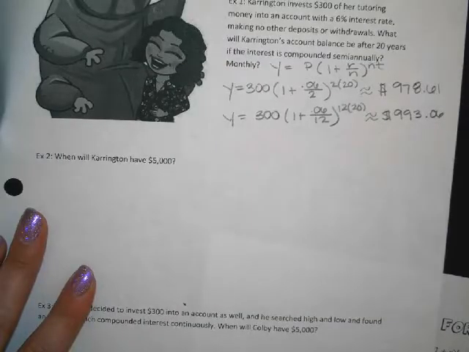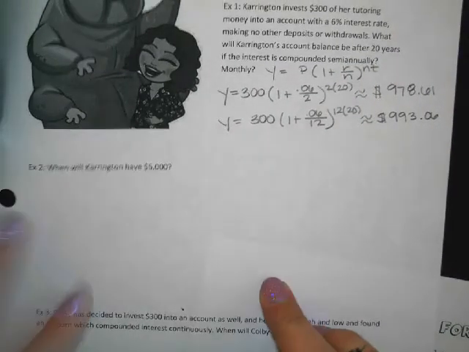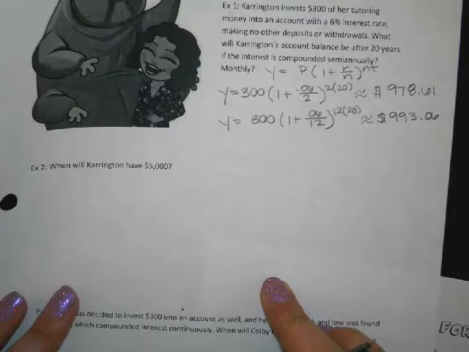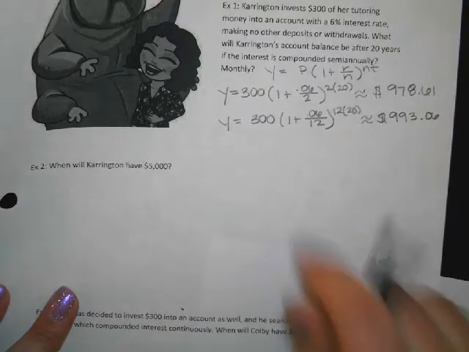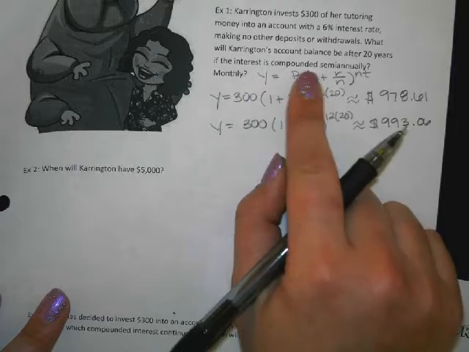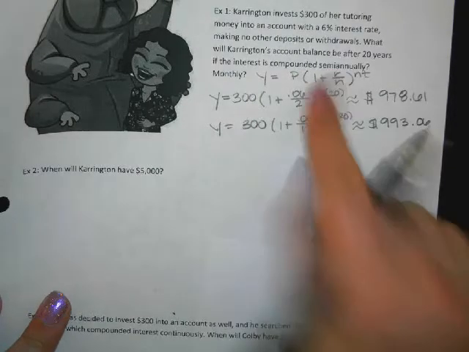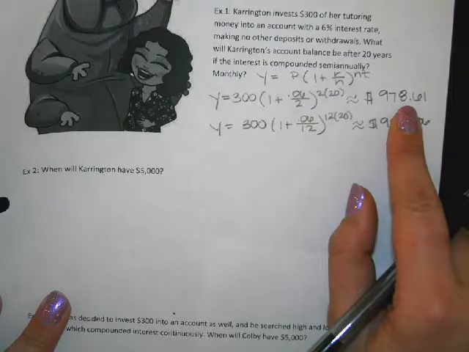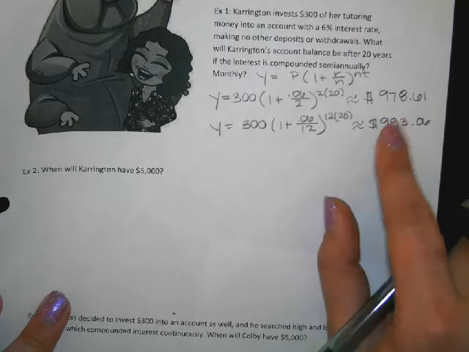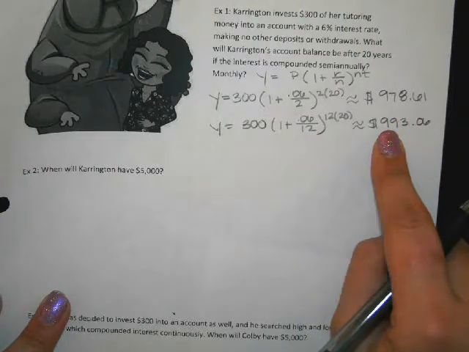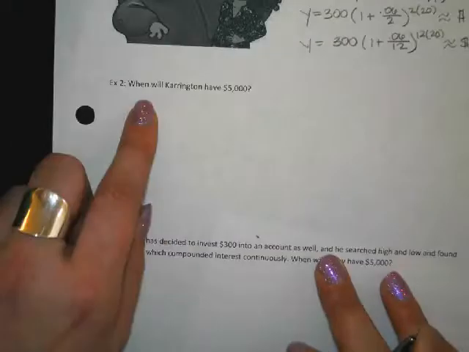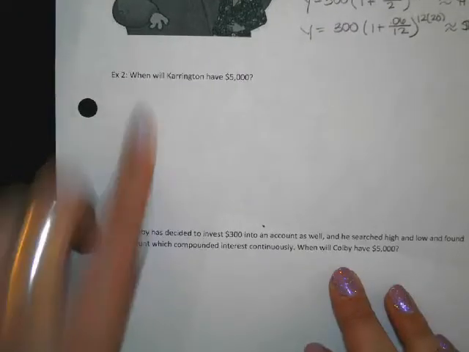Okay. So if I was to write this as a sentence, because I typically want you to answer story problems as a sentence, I would say if the interest is compounded semi-annually, then after 20 years, Carrington would have $978.61 in her account. If it was compounded monthly, she would have $993.06 in her account. Do I want to write it down now? No. Let's move on. When will Carrington have $5,000?